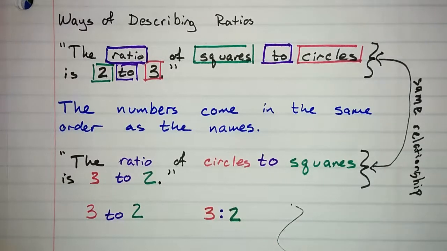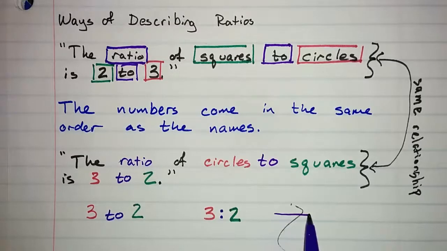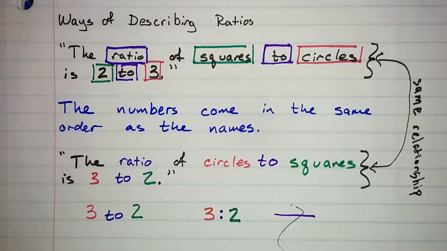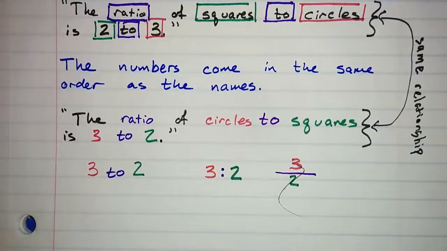Or, here's the third thing we can do. We can write a ratio in fraction notation. So instead of the colon or the word "to," we're going to write a fraction bar. What order should they come in? When we write a ratio in fraction notation, we want to put the first quantity in the numerator, the second quantity in the denominator. So when we have a ratio in fraction notation, the ratio is numerator to denominator.